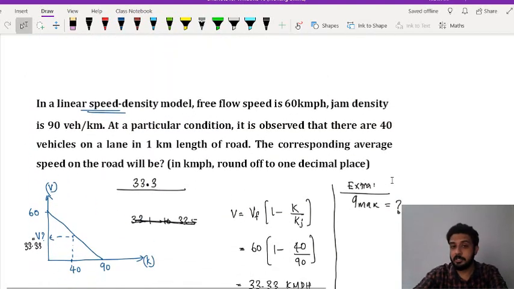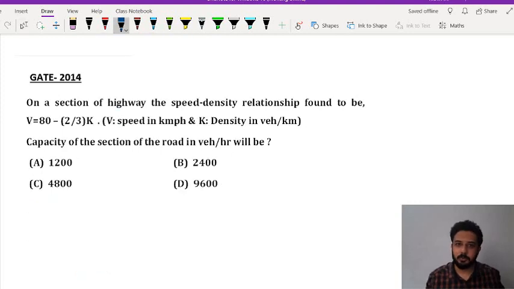Now I will show you another special type of question which is being asked in the GATE examination. Many times such questions appeared, that I will show you. Yes, you can see the question on the screen. On a section of highway, the speed density relationship is found to be V equal to 80 minus 2 by 3 K, where V is in kmph and K is in vehicles per kilometer. The capacity of the section of the road. Capacity, in this context, means the maximum flow which is going to happen.